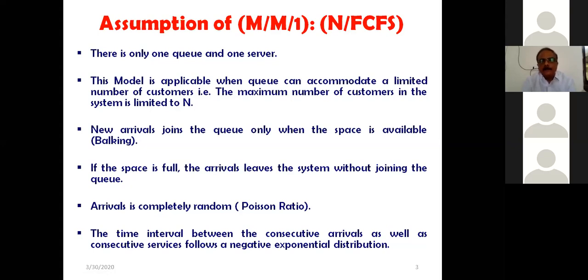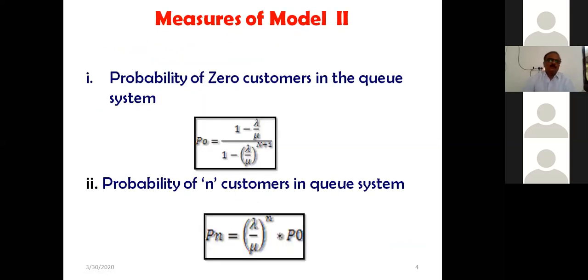And in queuing models or waiting line models, the basic concepts regarding all these models we have almost discussed in the first lecture. Now here we are going to see the measures of this model. Measures of this model means the performance checks of this model. For example, the first performance check of this model.